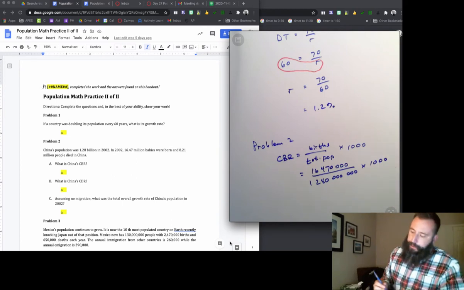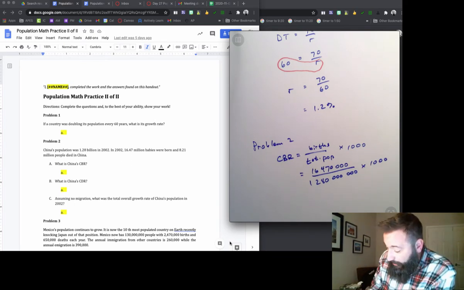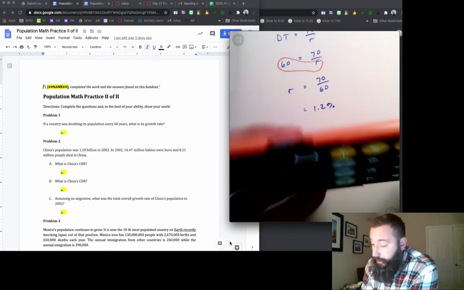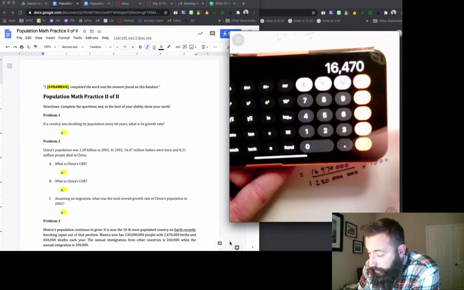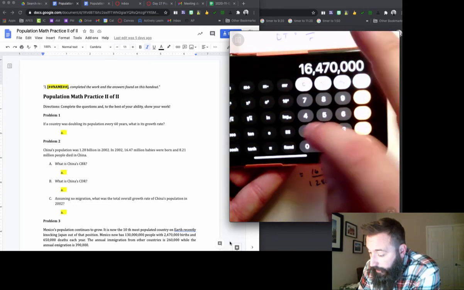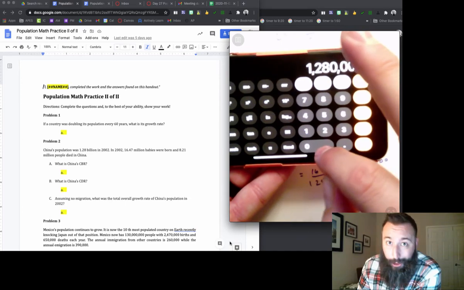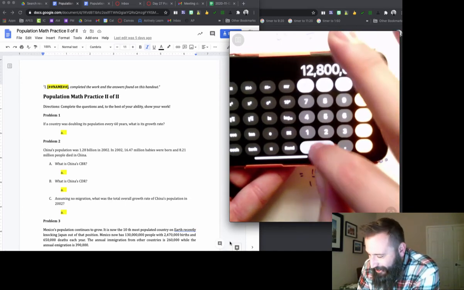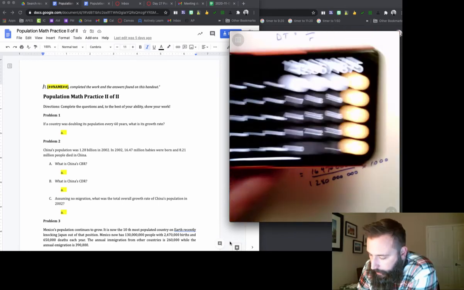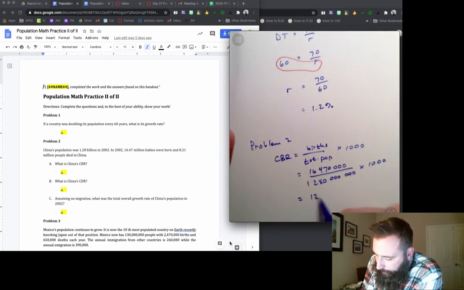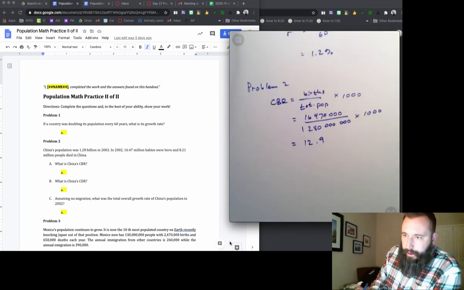Multiplied by 1,000. Yeah, there are probably some shortcuts that we can do in terms of canceling out some of those zeros, but I'm just going to do it all here in my calculator. All right, 16,470,000 divided by 1,280,000 individuals. And we'll multiply that times 1,000, and we get 12.9. 12.9 is China's CBR in 2002.